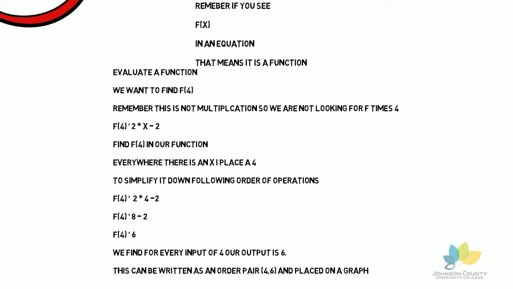To simplify it down, following order of operations, f of 4 equals 2 times 4 minus 2. f of 4 equals 8 minus 2. f of 4 equals 6. We find that for every input of 4, our output is 6. This can be written as an ordered pair, (4, 6), and placed on a graph.